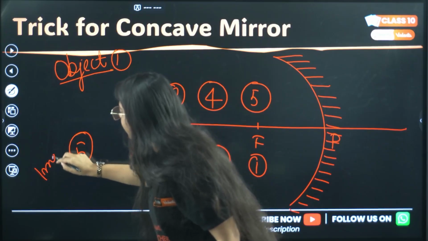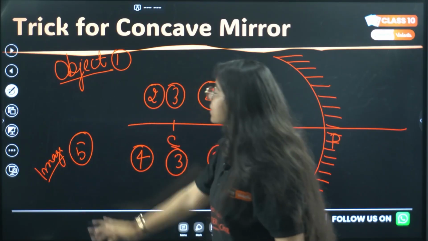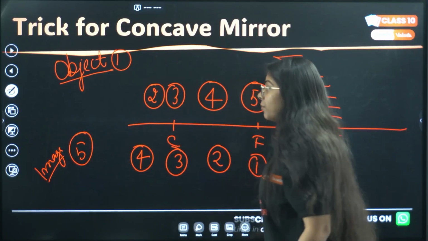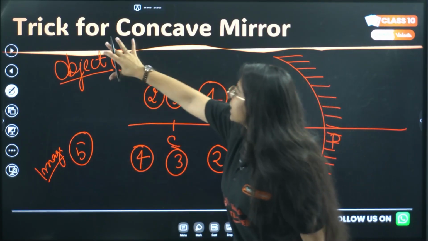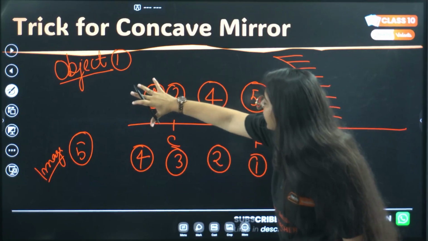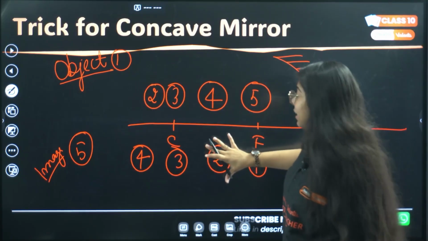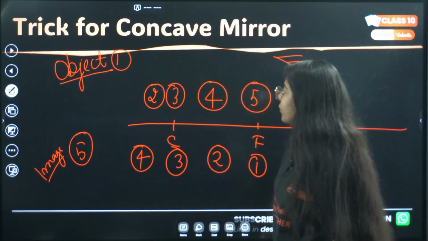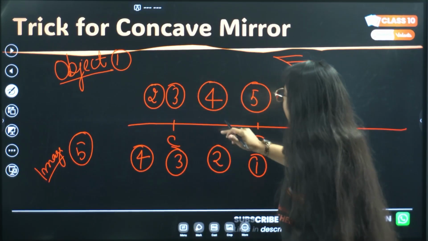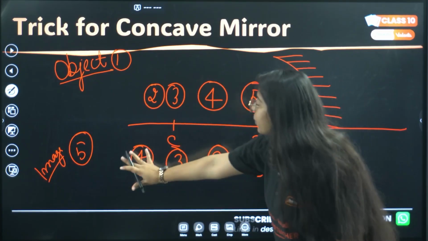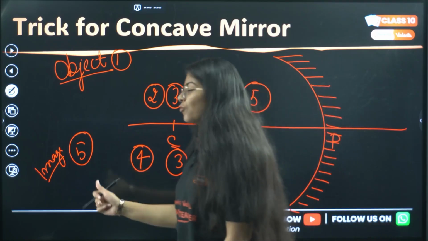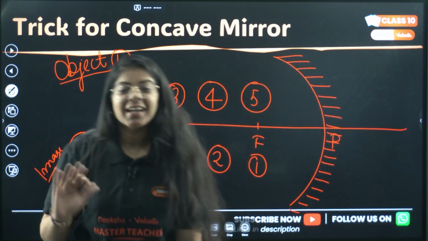And this is my image. So this is the position of object, this is the position of image. Let me show you how this works. Object at infinity, image at focus. Object beyond C, image between C and F. Object at center of curvature, image at center of curvature. Object between C and F, my image will be beyond C. Object at focus, and my image will be at infinity. Correct?